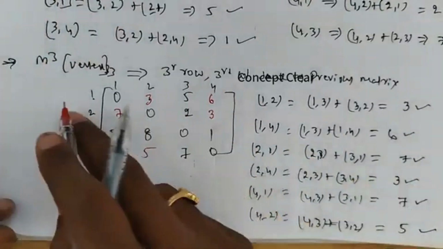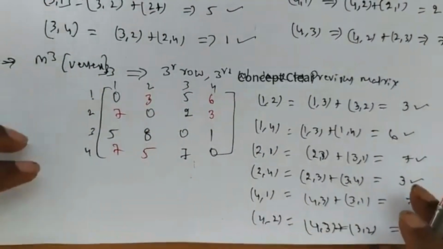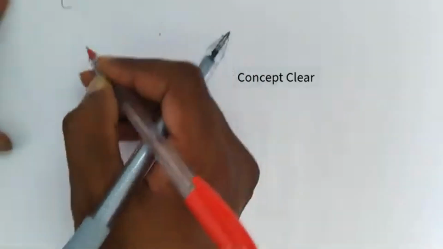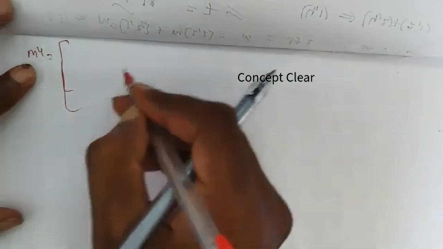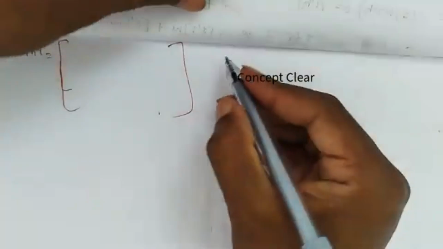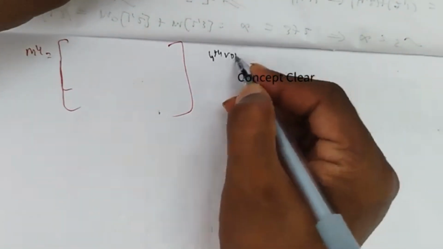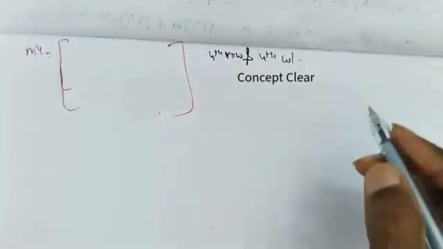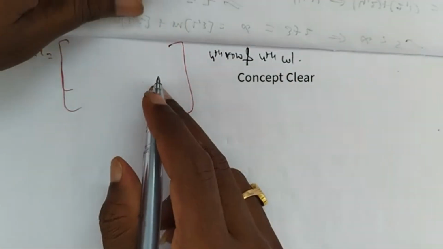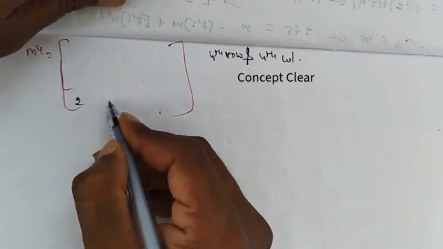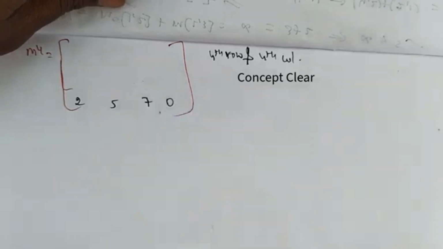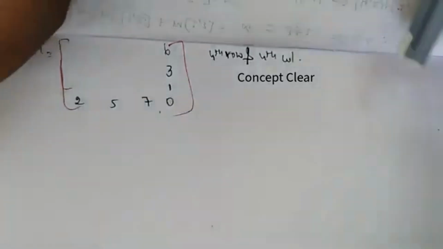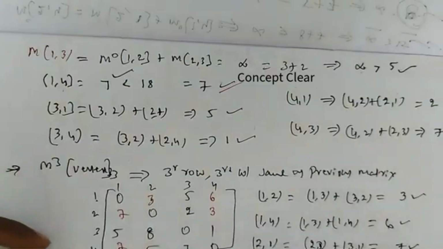Now we know the M3 matrix. In the same way, we have to build the M4 matrix. What is the meaning of the M4 matrix? 4th row and 4th column, the same as the previous values. So what is the 4th row here? The 4th row is 2, 5, 7, 0. And the 4th column values are 3, 6, 3, 1. Check here, the 4th row and 4th column are the same.